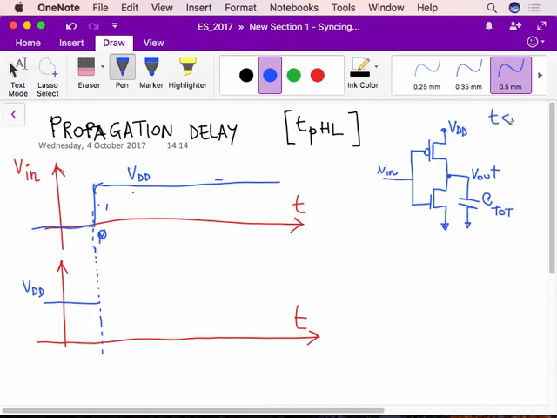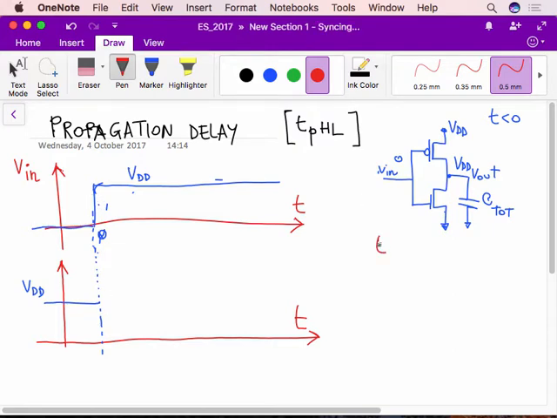For t smaller than 0, this is VDD, and this is 0. Sorry. For t smaller than 0, the input is 0, and the output is VDD. Okay? This is what we know. And it is the situation we have represented here.